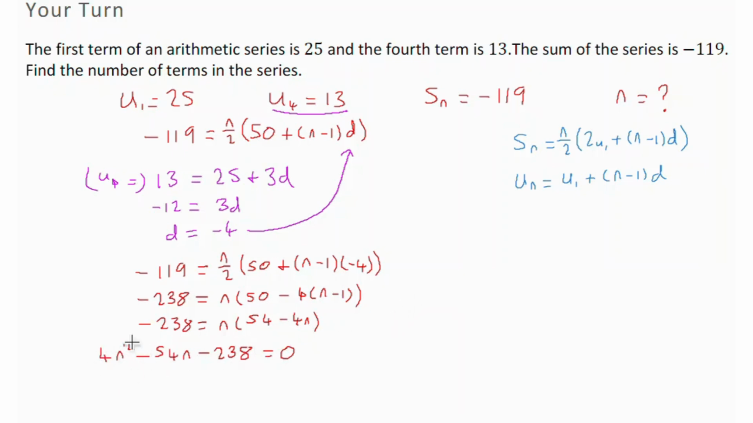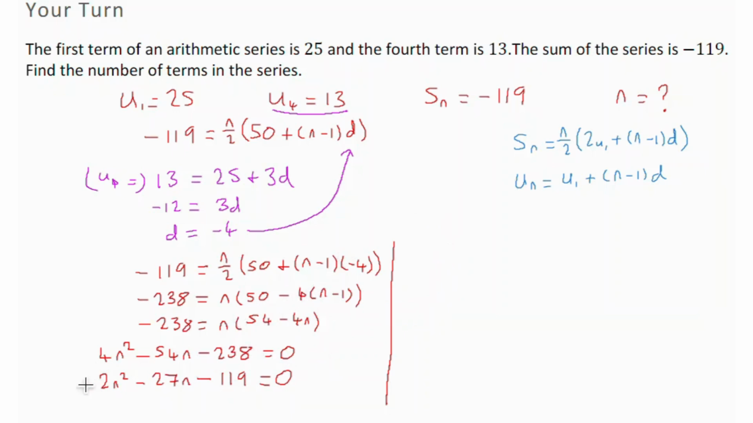We can simplify this quadratic equation because all of these are even, so divide through by 2: 2n squared minus 27n minus 119 equals 0. I'm going to move over onto this side. Now, this quadratic equation, if we were in a calculator paper, we would type it in and solve it that way, but it actually factorizes. Could be a non-calculator question, so let's do it as a non-calculator question.